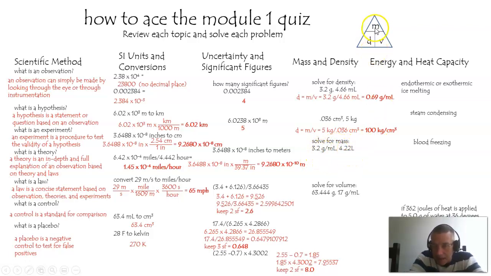Solving for mass here, we've got a density and we've got a volume. I like to use this. Look, mass equals density times volume. So just punch them in. Now the units cancel nicely for milliliters. Keep 2 sig figs, 1.4 times 10 to the fourth grams.